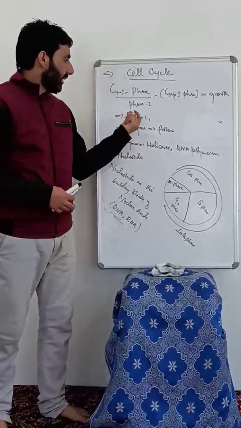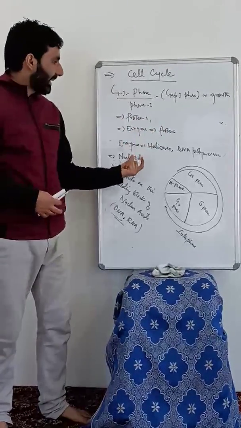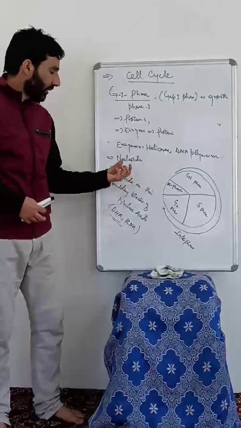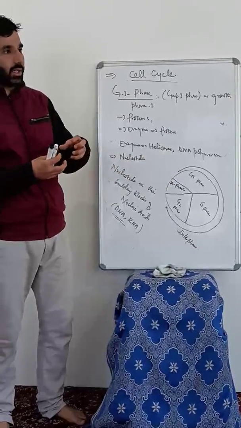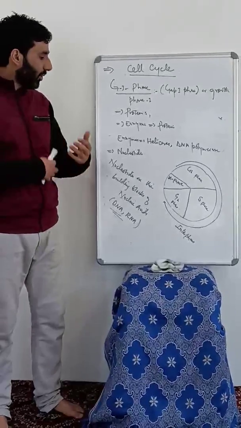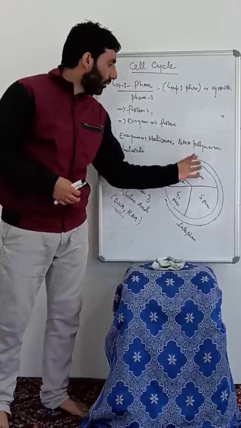That means there must be protein synthesis, there must be enzyme formation, like the helicases, DNA polymerases, topoisomerases. There must be pooling of nucleotides for the next step, that's DNA replication, adding the nucleotides and growing the chain. And all these prerequisites are done in the G1 phase. So it is the first phase, the first growth phase.